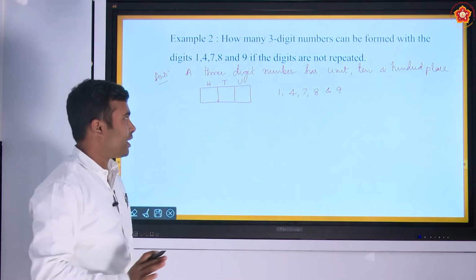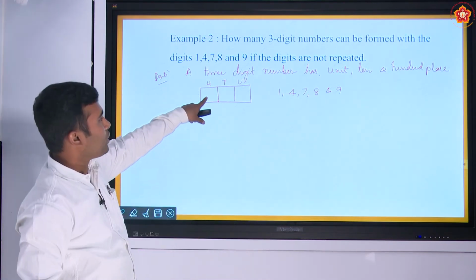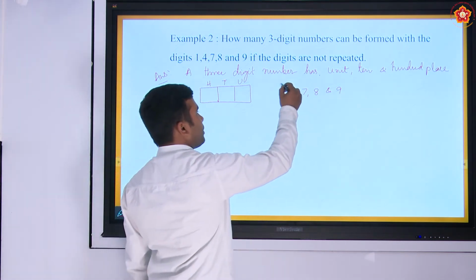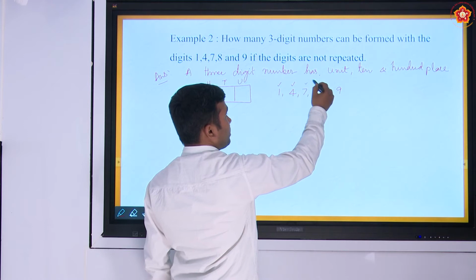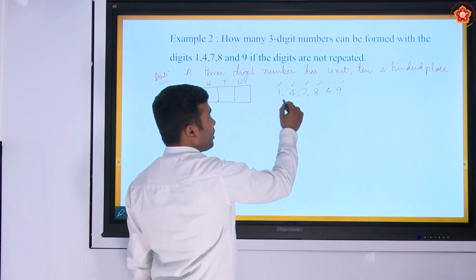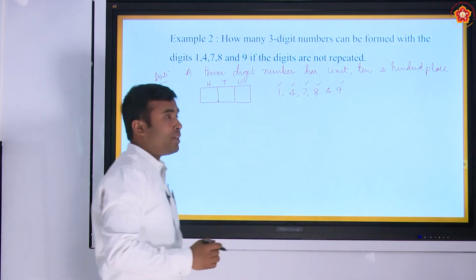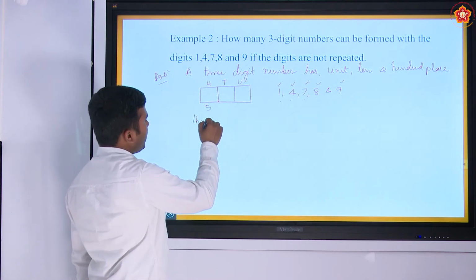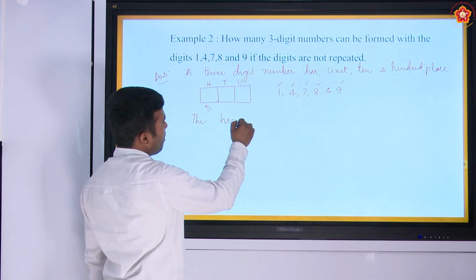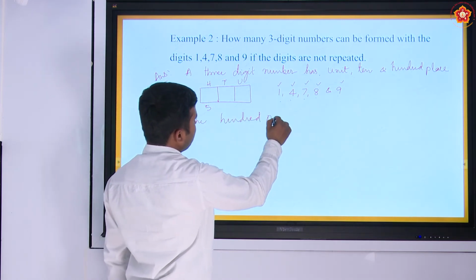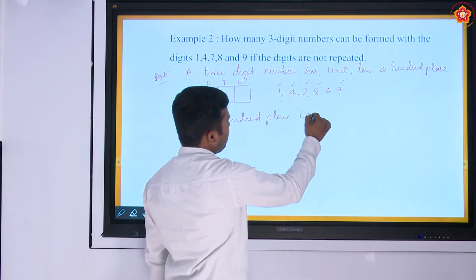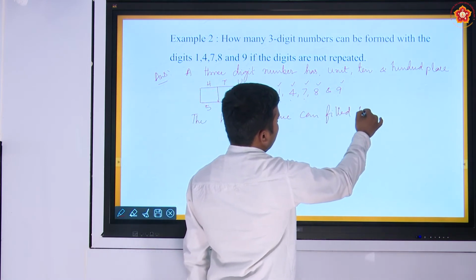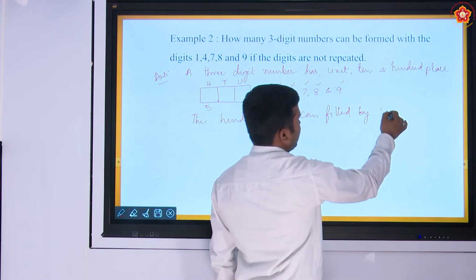How many digits are there? What are the choices you can fill this place? Means you can fill either 1, 4, 7, 8 or 9. How many? 1, 2, 3, 4, 5. There will be 5 chances. The 100 place can be filled in 5 ways.